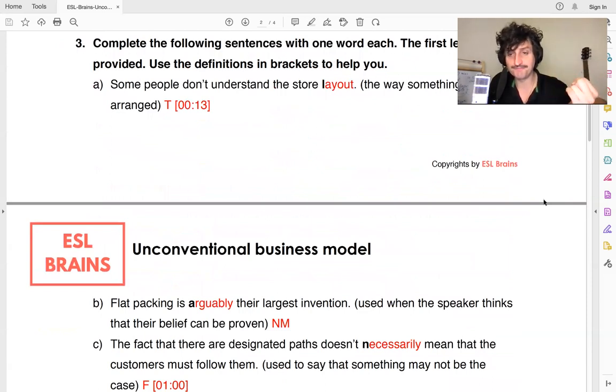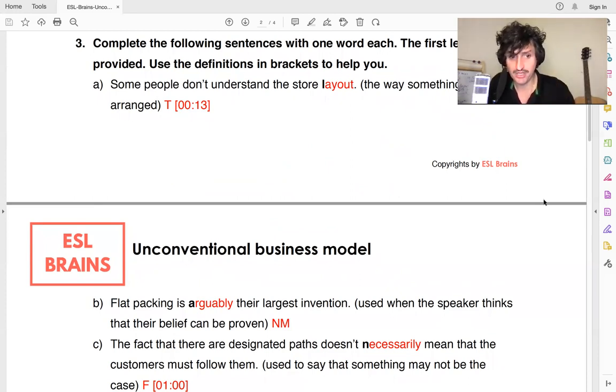It's when all of the pieces are in a box, is arguably their largest invention. So arguably means when the speaker thinks that what they believe can be proven. So you can argue, arguably means you can prove it. Flat packing is arguably their largest invention.